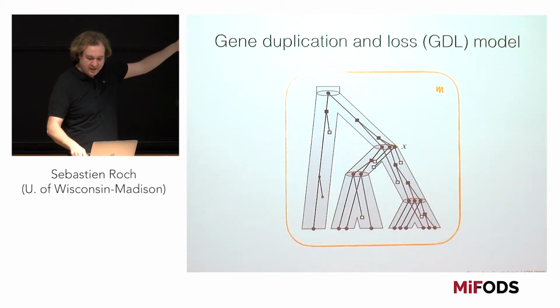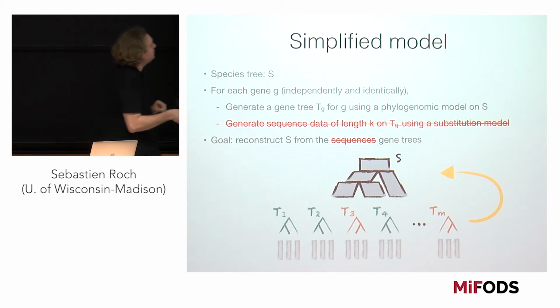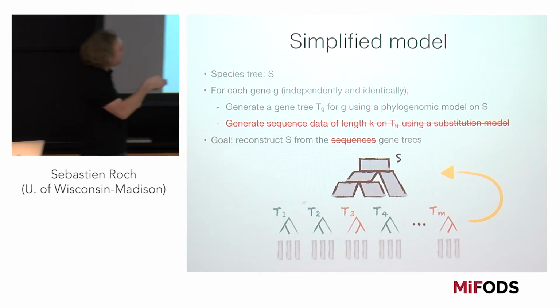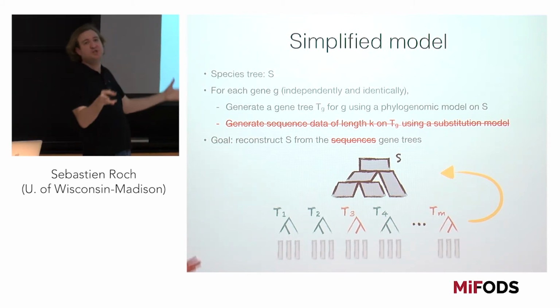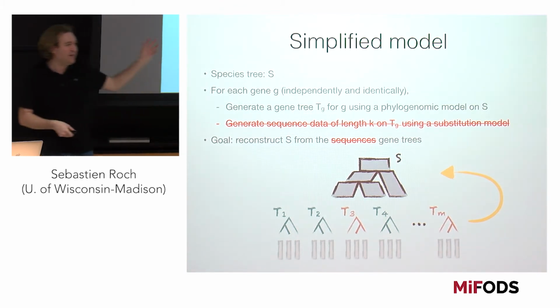Okay, so what I really have here is this hierarchical model where there's this unknown species tree. For each gene family, I get a random gene tree that's generated by this branching process. And then on top of that, for each of these gene trees, I don't actually get access to them directly.